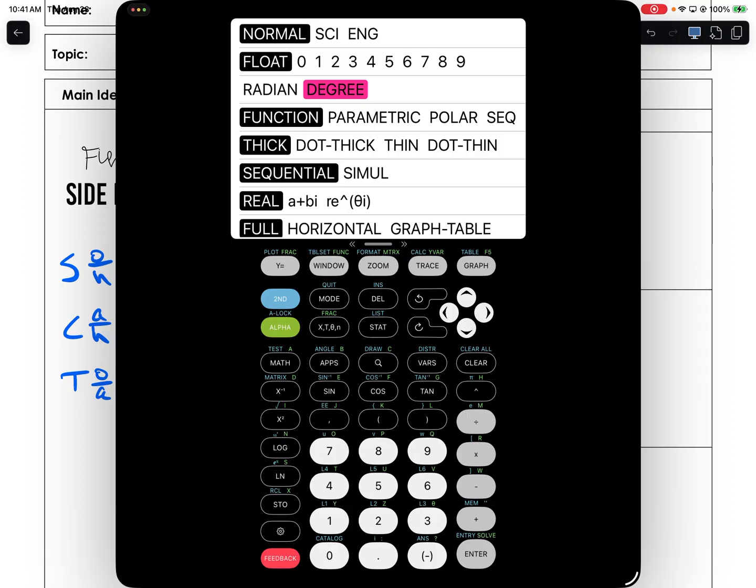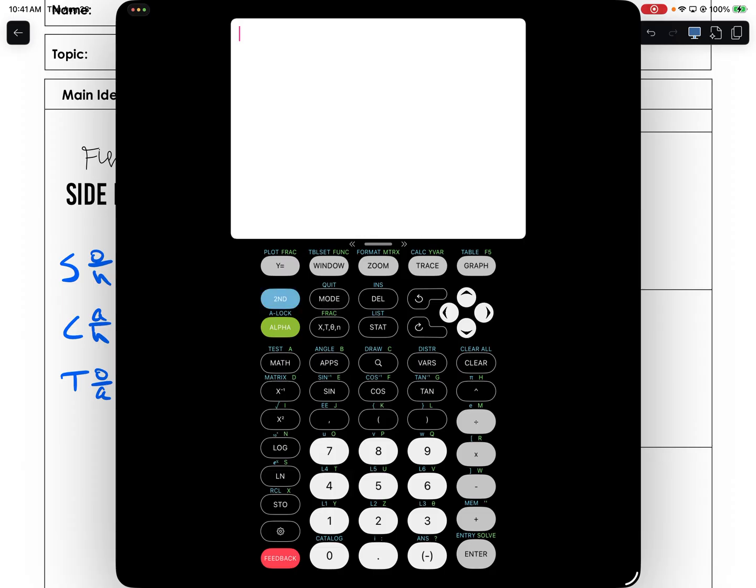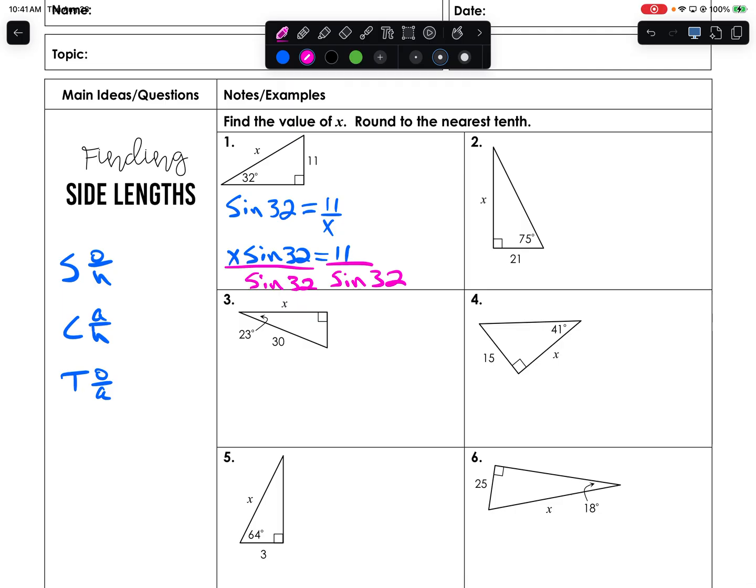So make sure you're in degrees and then get back to the home screen. You click second quit. See the blue above says quit. So second quit to get back there. And then we're going to do 11 divided by sine 32. You should get 20.8 rounded to tenths. So x equals 20.8. Do I need units? There are no units, right? It doesn't tell me the side length is centimeters.